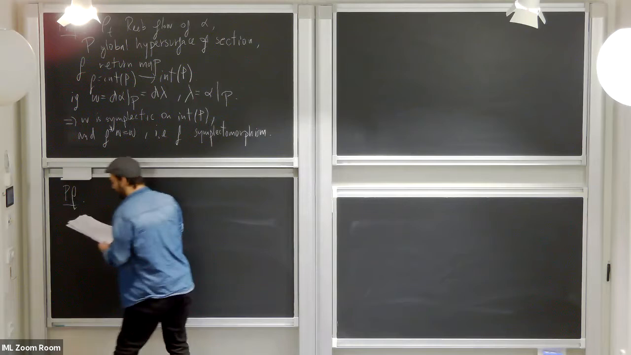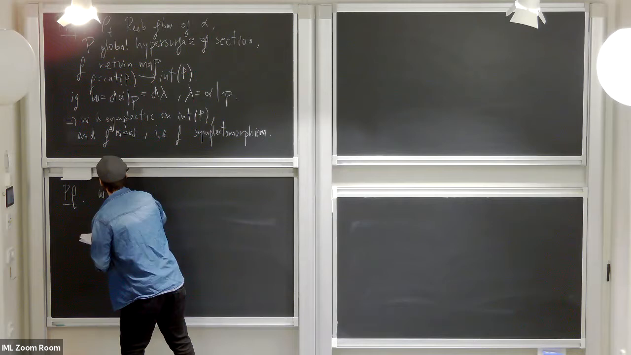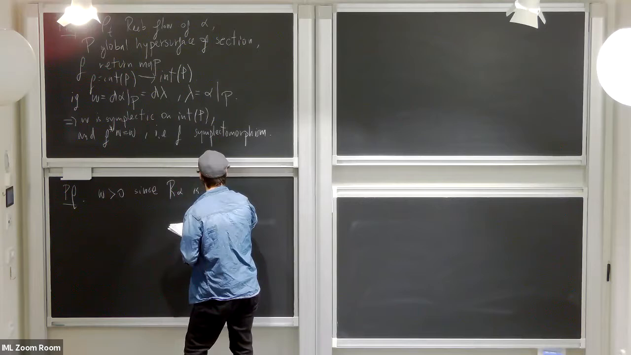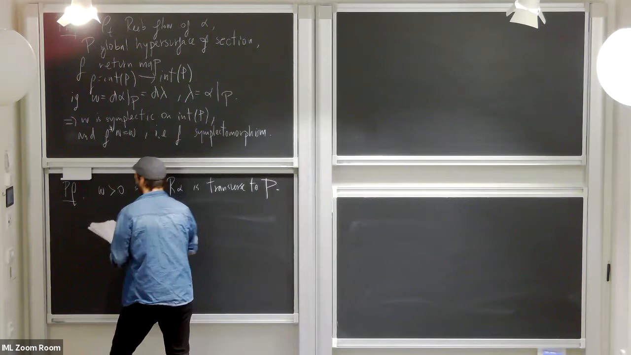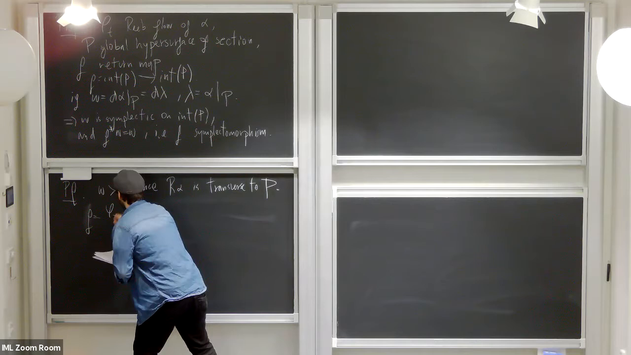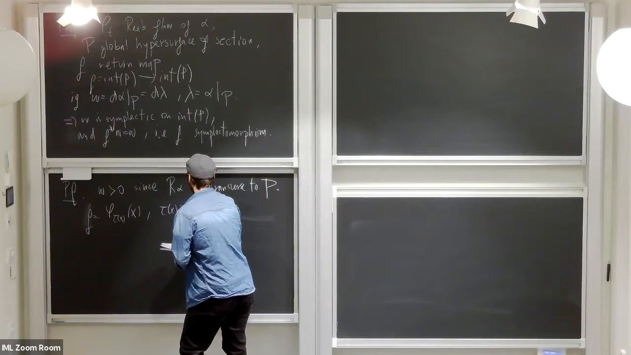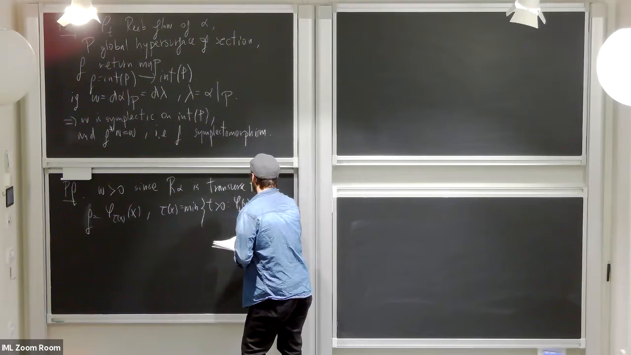So the proof is very simple. It's actually direct from the fact that the Reeb flow preserves alpha. Omega is symplectic since we're assuming that the Reeb vector field is transverse to P, by definition of being a global hypersurface of section. Remember that the Reeb direction is precisely the kernel of d alpha. And by definition of F, F(x) is phi_{tau(x)} applied to x, where tau(x) is the minimum of the positive times such that the flow applied to x lies again in the interior of P. This is just the definition of the return map.